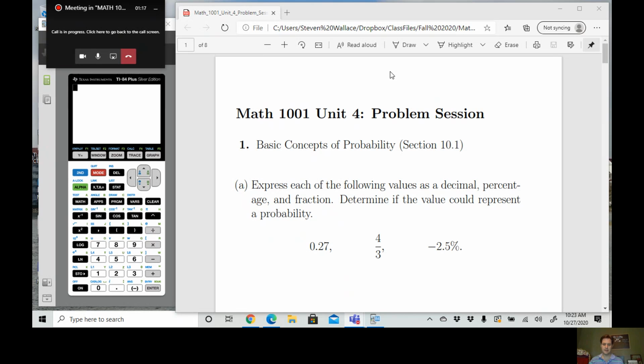And it's useful in the study of statistics. So a lot of the stuff we're going to do on the calculator, if you're going to use your calculator to help you, is under the stat menu. So it's like statistics class here. So anyway, first part we're going to talk about is in section 10.1 about basic concepts of probability.